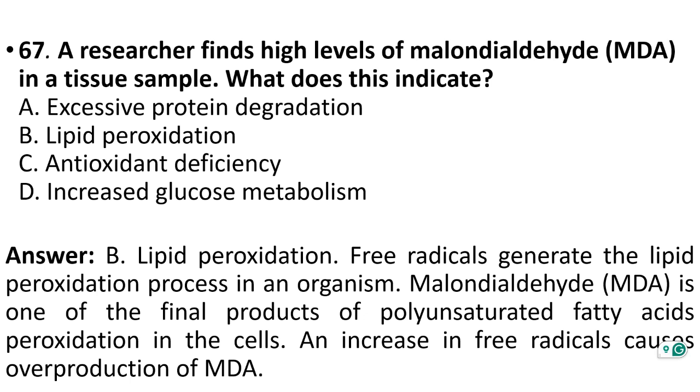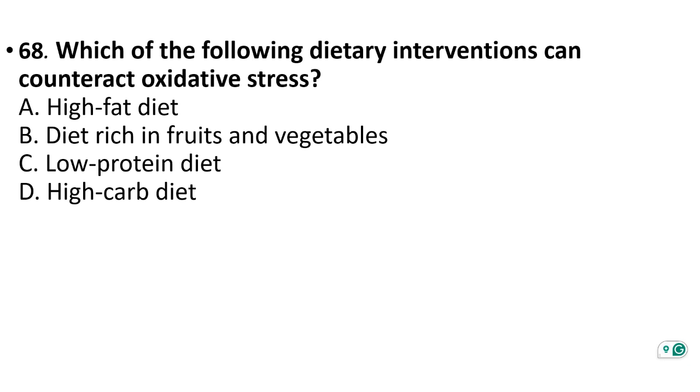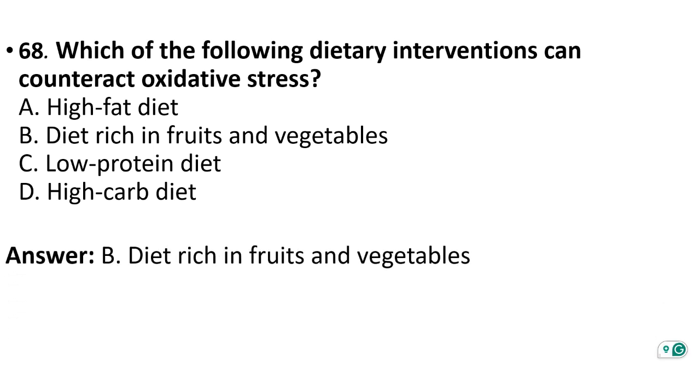Free radicals generate the lipid peroxidation process in an organism. MDA is one of the final products of polyunsaturated fatty acids peroxidation in the cells. An increase in free radicals causes overproduction of MDA. 68. Which of the following dietary interventions can counteract oxidative stress? High fat diet, diet rich in fruits and vegetables, low protein diet, high carb diet. Your answer is option B, diet rich in fruits and vegetables.